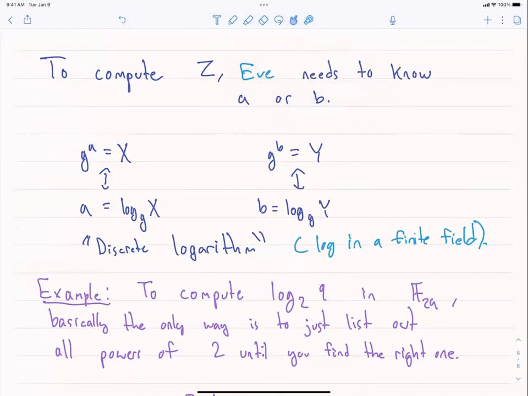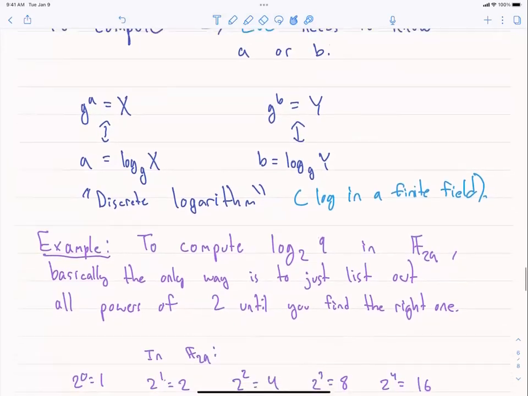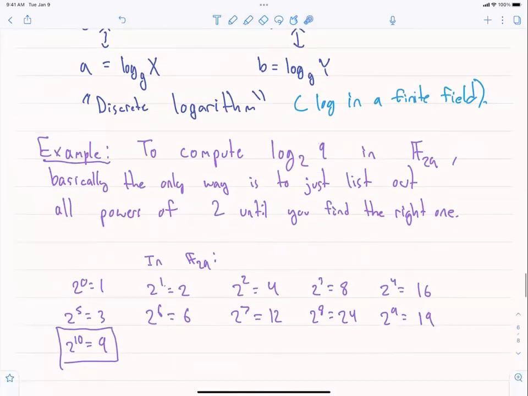And it turns out there isn't a good way to compute discrete logarithms. So in this example, one of the computations Eve could try to do is to compute log base 2 of 9. 9 was 2 to the 10, and the 10 was Alice's secret number. So that's why she wants to compute that. But Eve only knows 9 and she knows 2. So she knows this is what she needs to compute, but she doesn't have a good way to do it.